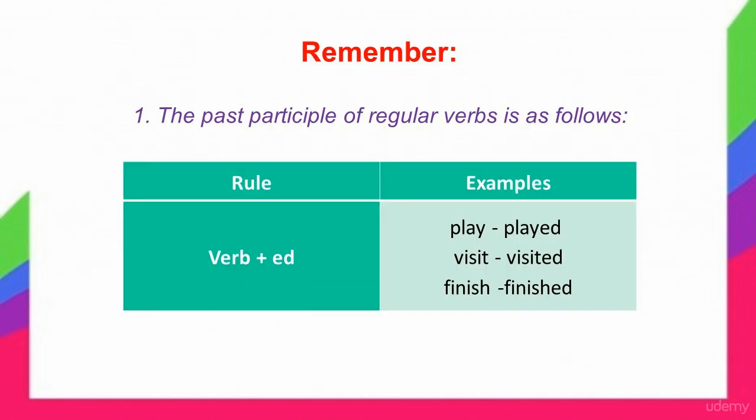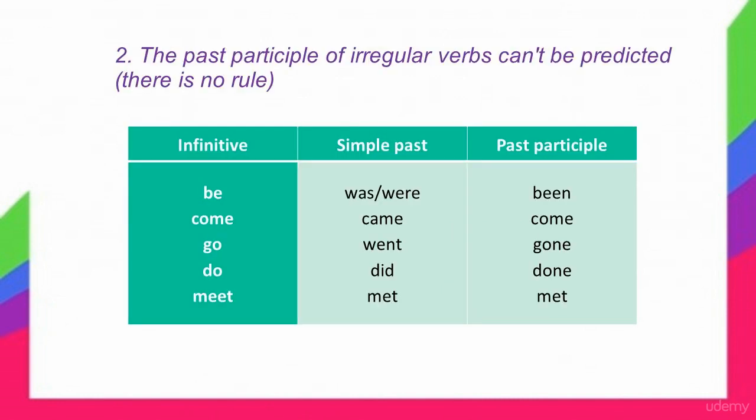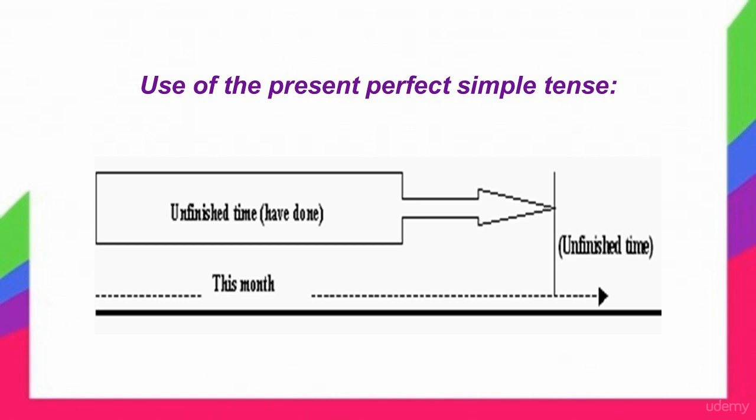Remember, the past participle of regular verbs is as follows. 2. The past participle of irregular verbs can't be predicted. There is no rule. But there is a list of irregular verbs and you have to learn them by heart. Look at these examples. So the uses of the present perfect simple tense are as follows.